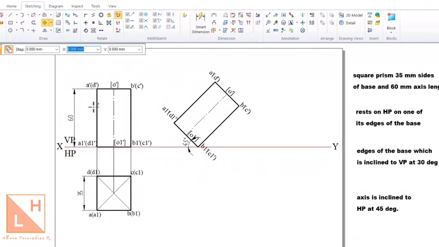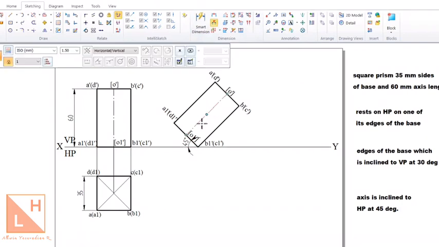Remember, none of the names of the front view should come below the XY line. So make sure you move it and rotate it so that it is not coming below the XY line. Now that the base is inclined at 45 degrees, you can check the angle of the axis with respect to the XY line, and you will see that it is also inclined at 45 degrees.